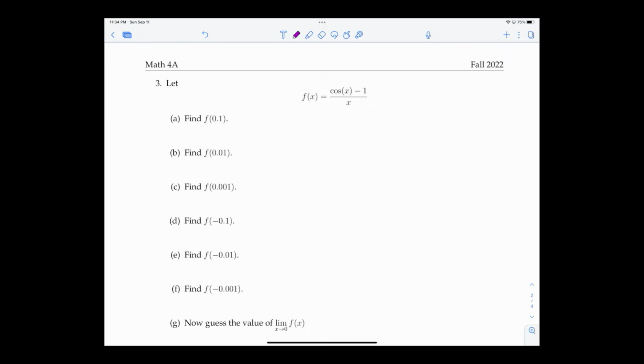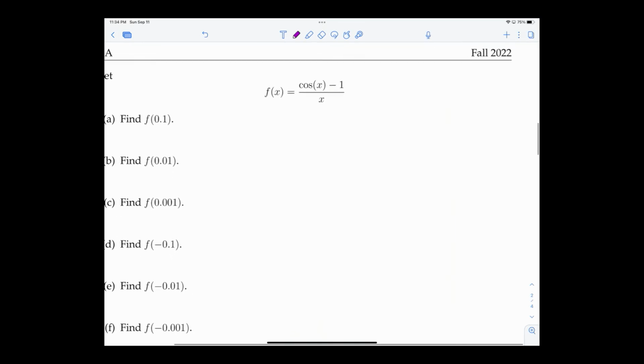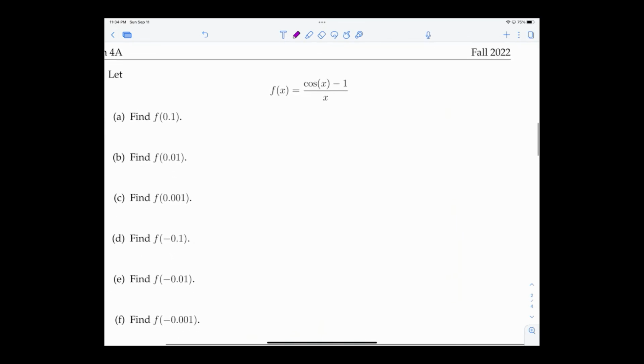And there's not much to do. We're just going to plug these values into this function. So there's no secant line or tangent lines here. This is just a limit, right? Or we're trying to guess a limit. So in order to calculate f of 0.1, we're just going to go cosine 0.1 minus 1 over 0.1.